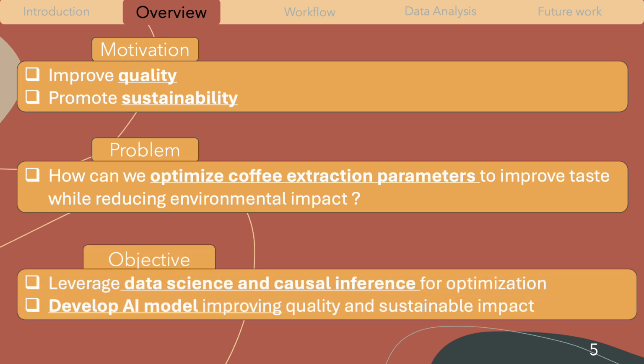So the goal, the objective of this research is to leverage data science techniques and causal inference for the optimization of those parameters. With these techniques, we'll be able to find a scientific base to make espresso better, to improve the quality, the taste, the final outcome of the coffee. The main purpose of this research, the final goal of this research, will be to build an AI model that can fit coffee customers' preferences while having a sustainable impact on the environment.